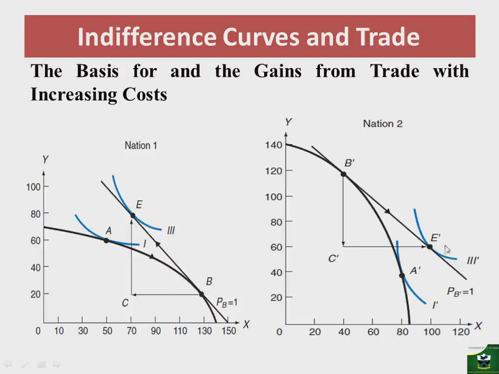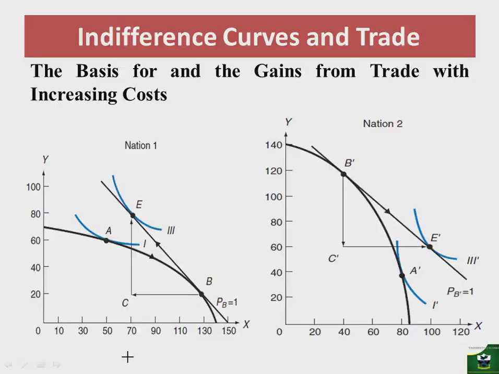If we come to nation 2, if we compare A prime and E prime, we see that nation 2 was consuming 80 units of X in autarky, but with trade, nation 2 is consuming 100 units of X, meaning nation 2 has gained 20 units of X. And in terms of commodity Y, in autarky, nation 2 was consuming 40 units of Y, but now it's consuming 60 units of Y, which means nation 2 has gained 20 units of Y. Therefore, nation 2 has gained 20 units of X and 20 units of Y as a result of specialization and trade.